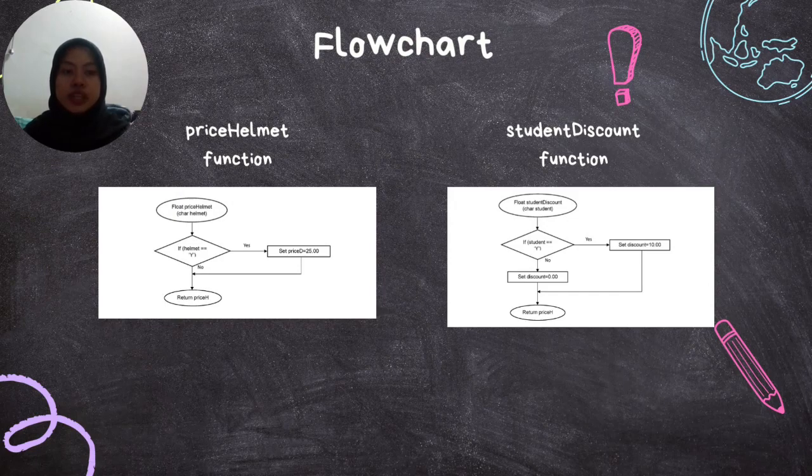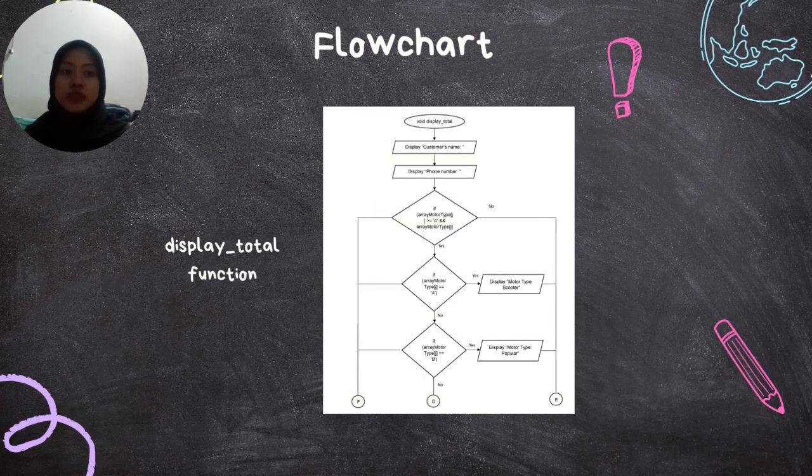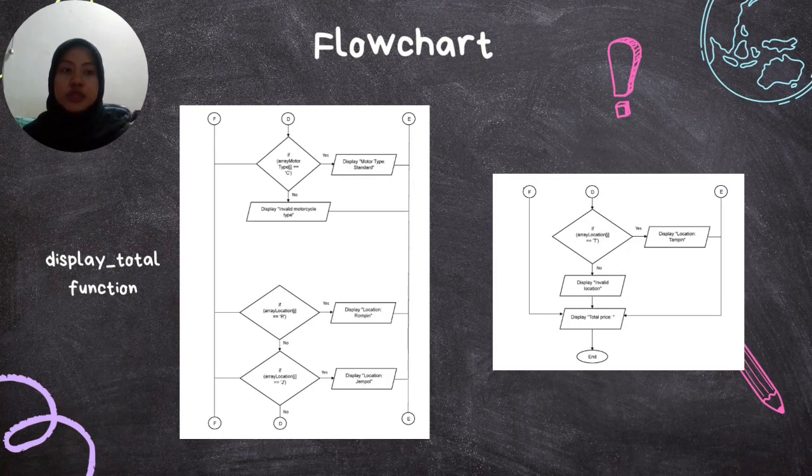Next, price helmet function. If user enters Y, the price will be set as 25 ringgit. Then, student discount function. If user enters Y, discount will be set as 10% and if user enters N, discount is 0. Lastly, display total function. Customer's name and phone number will be displayed. If user enters motor type other than A, B or C, invalid motorcycle type will be displayed. Also, if user enters location other than R, J and T, invalid location will be displayed. And lastly, total price will be displayed.